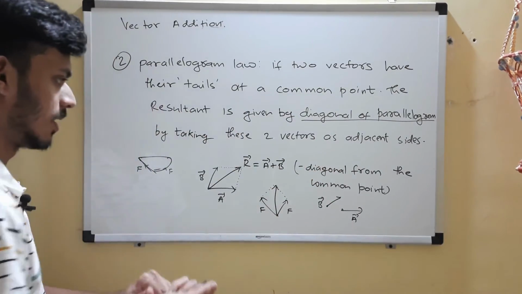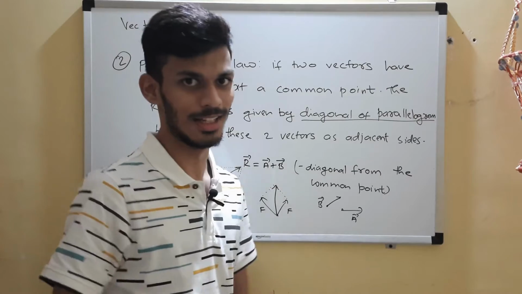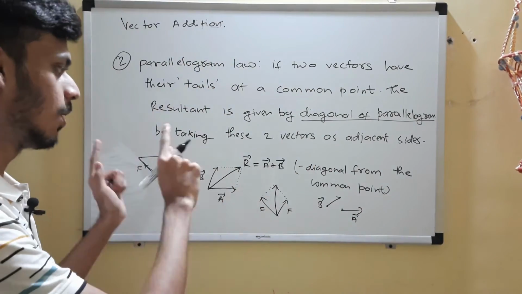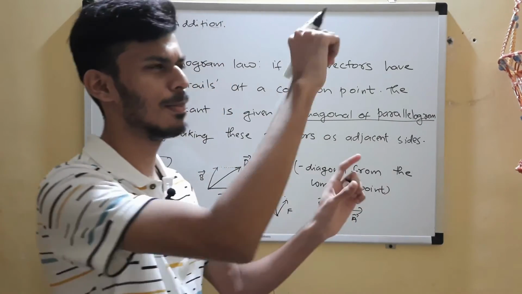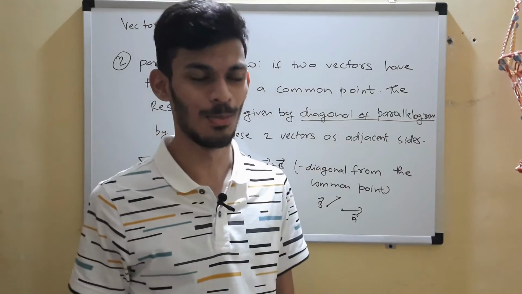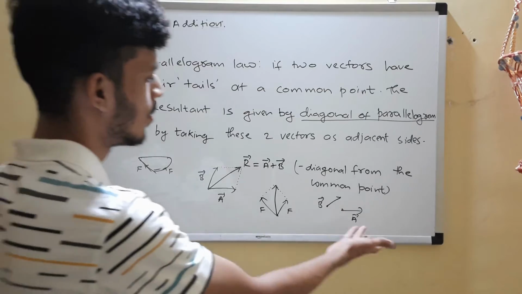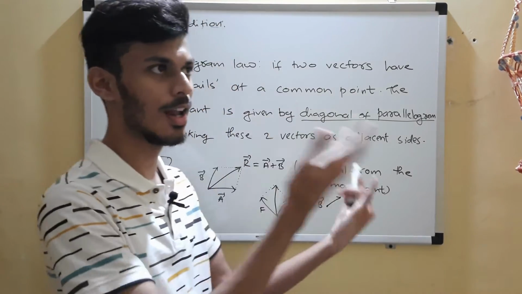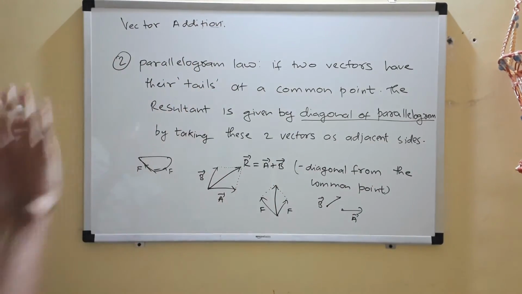How will you find a plus b? Get their tails together now, not head and tail. Now put the tails together, complete the parallelogram, draw the diagonal from the common point, right? Or you can also do it by triangle law. These two are not very distinct. Okay, you can note that down.